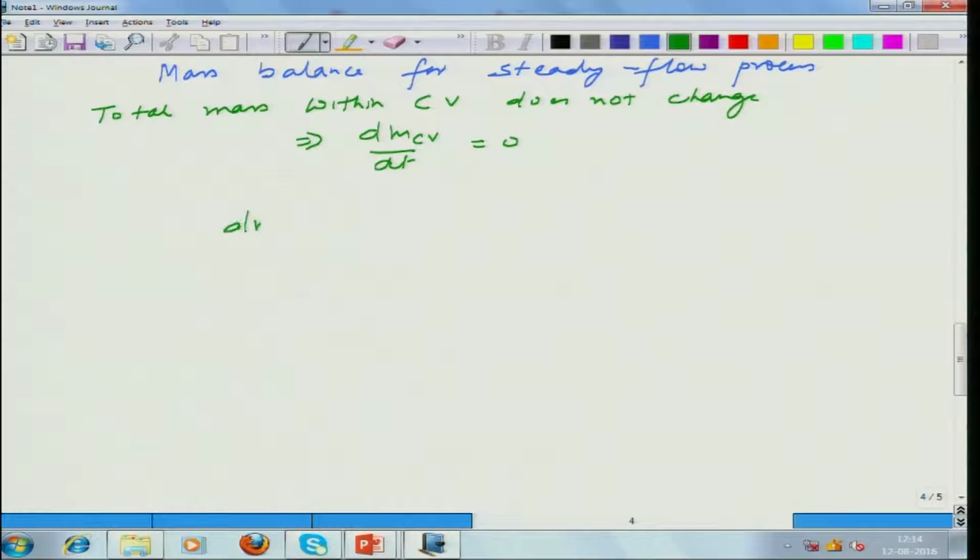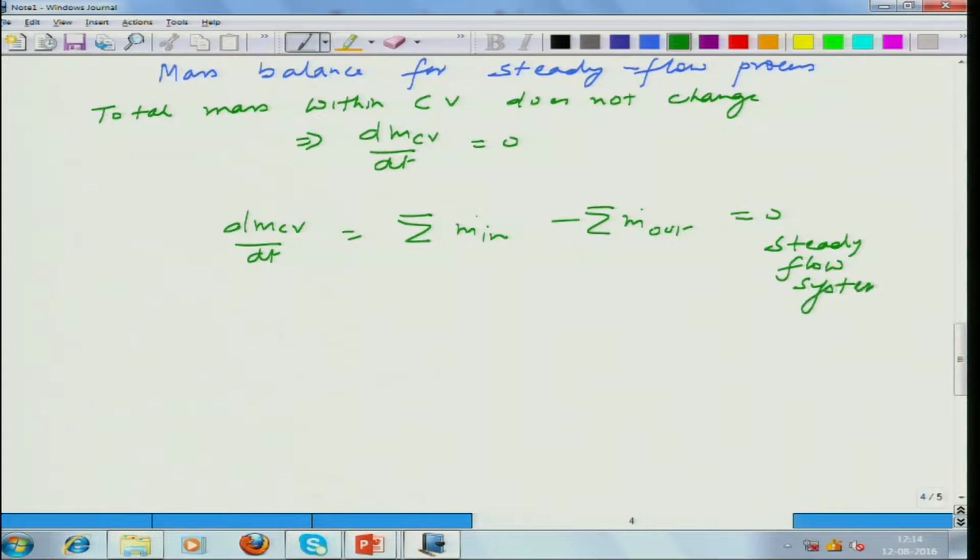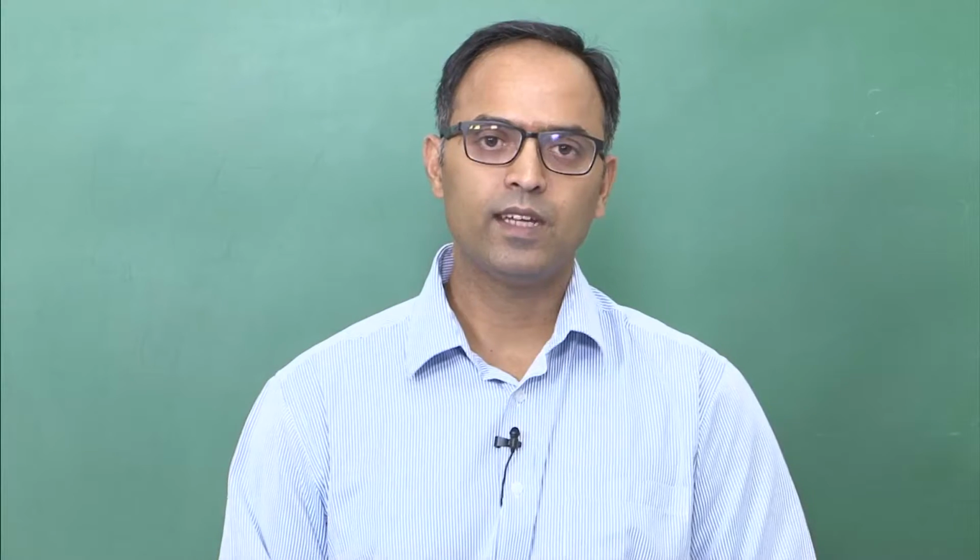So dm_CV by dt, we know, is written as m dot in minus m dot out, which should be 0 considering that this is for a steady flow system. So the net mass flow rate in should be equal to the net mass flow rate out.